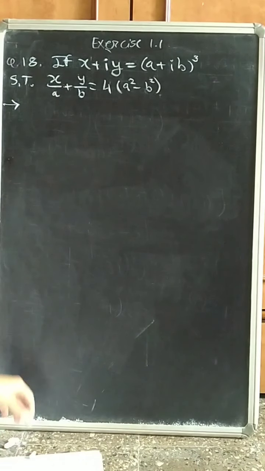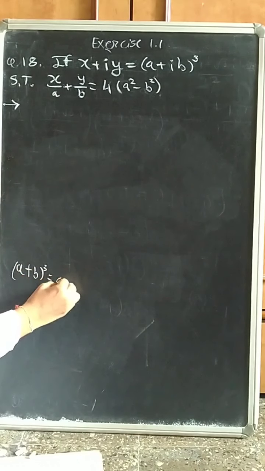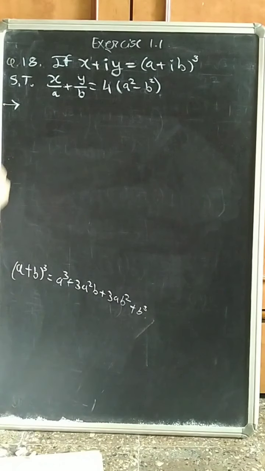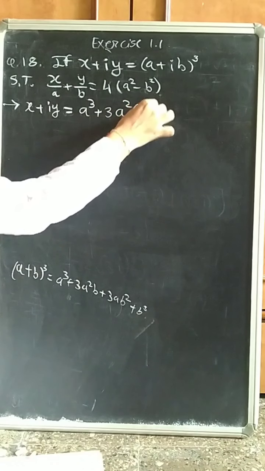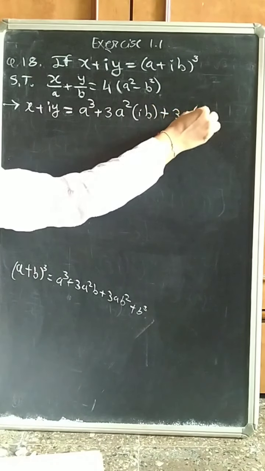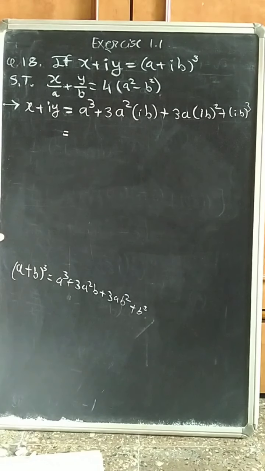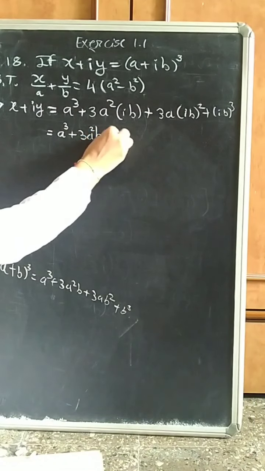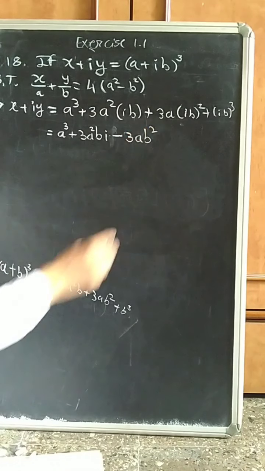Now solution is, सगळ्यात आधी a plus b cube चा formula is what? a cube plus 3a square b plus 3ab square plus b cube. x plus iy equal to a cube plus 3a square ib plus 3ab square, 3a ib चा square plus ib cube, which is equals to a cube plus 3a square b i, and here i square is -1, so minus 3ab square plus ib cube.